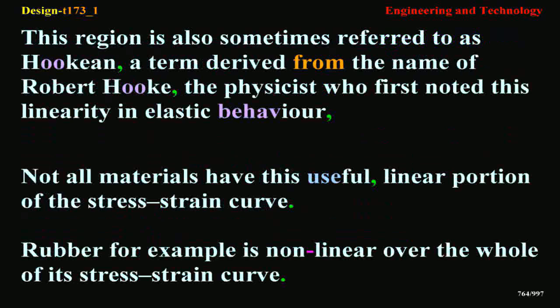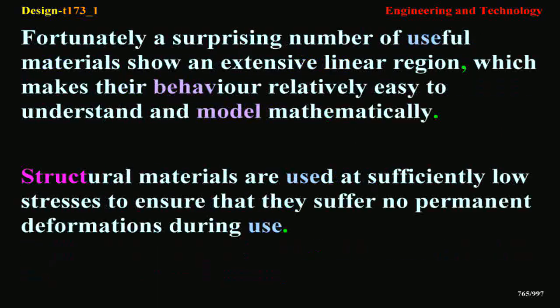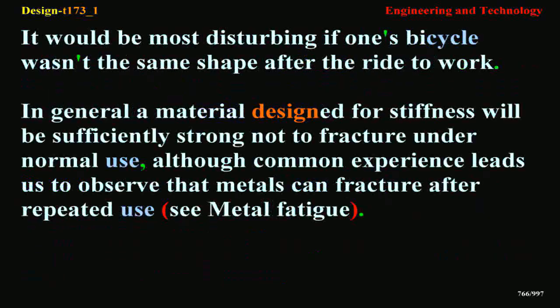Not all materials have this useful, linear portion of the stress-strain curve. Rubber, for example, is nonlinear over the whole of its stress-strain curve. Fortunately, a surprising number of useful materials show an extensive linear region, which makes their behavior relatively easy to understand and model mathematically. Structural materials are used at sufficiently low stresses to ensure that they suffer no permanent deformations during use. It would be most disturbing if one's bicycle wasn't the same shape after the ride to work.